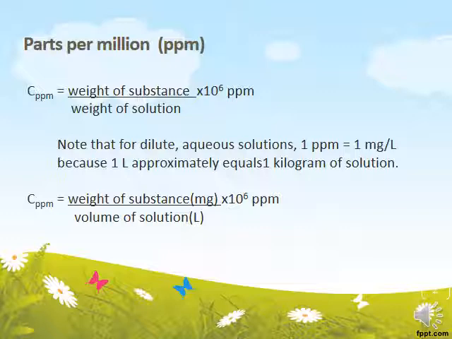So the concentration in ppm is weight of the substance divided by weight of solution times 10 power of 6. That will be equivalent to ppm. For dilute aqueous solution, 1 ppm actually refers to 1 milligram per liter, meaning 1 milligram of substance in 1 liter of solution. Go back to the previous slide just now. So ppm is equivalent to milligram per liter or microgram per mil.